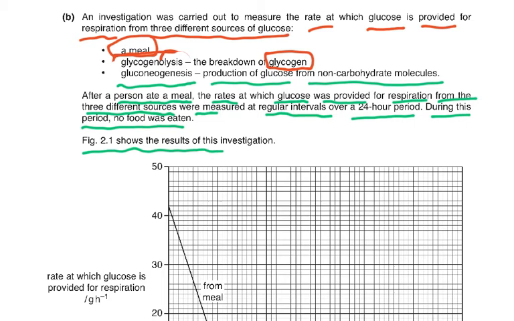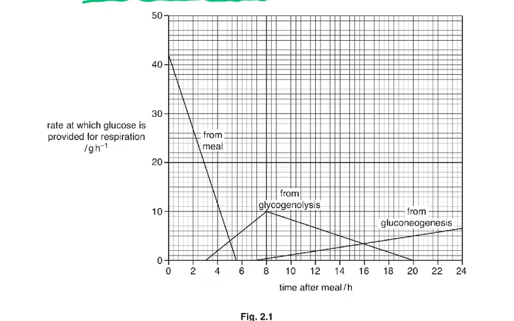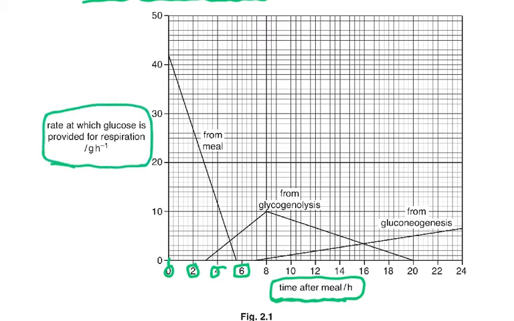So figure 2.1 shows the results of this investigation. As you can see from this graph, this is time after the meal in hours. So 0 is the time, and then 2 hours, and then 4 hours, and then 6 hours after the meal, and the rate at which glucose is provided for respiration is in grams per hour. So initially you see how from the meal the glucose provided was more, and then it's decreasing, and by about 5, nearly less than 6 hours, it has come to zero.